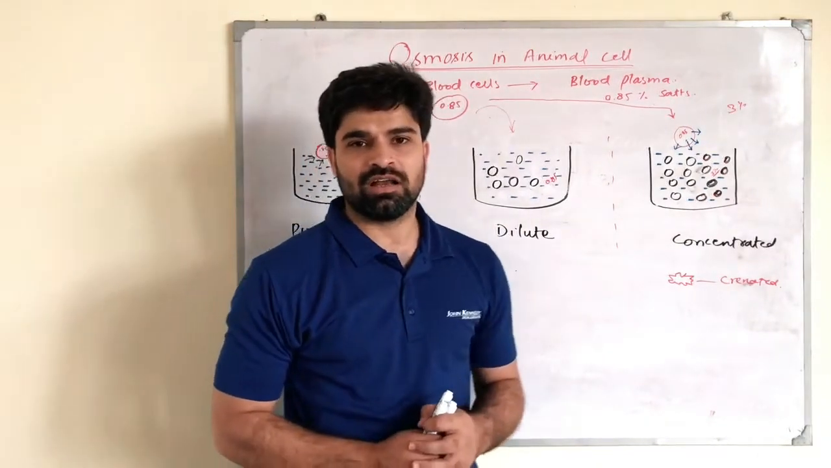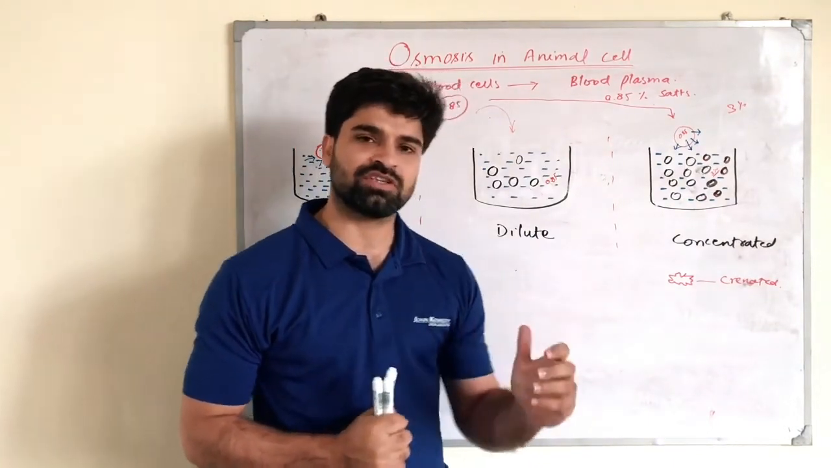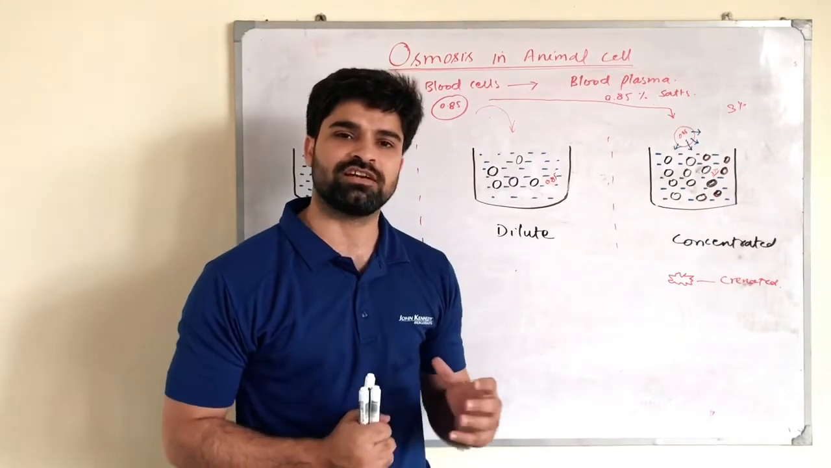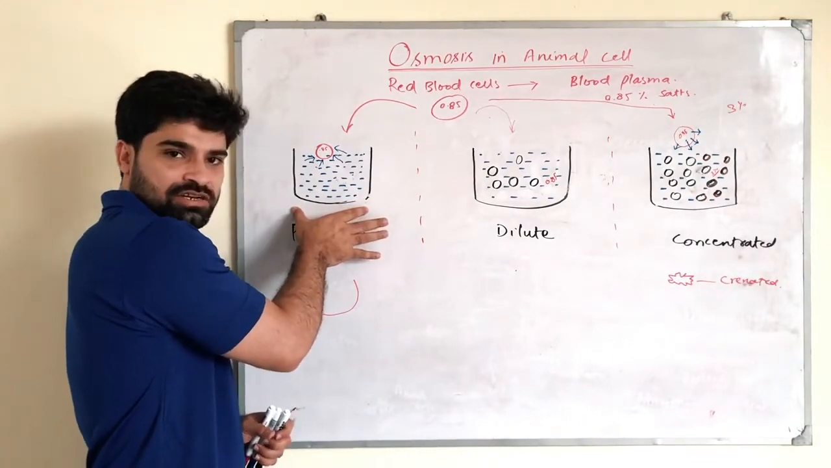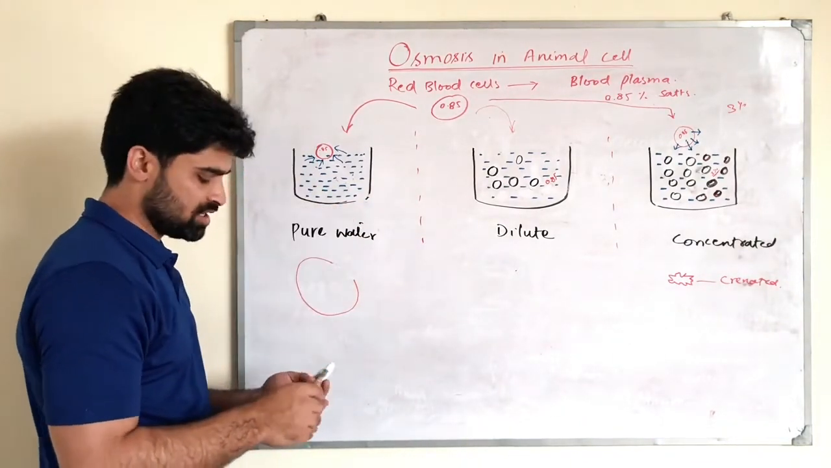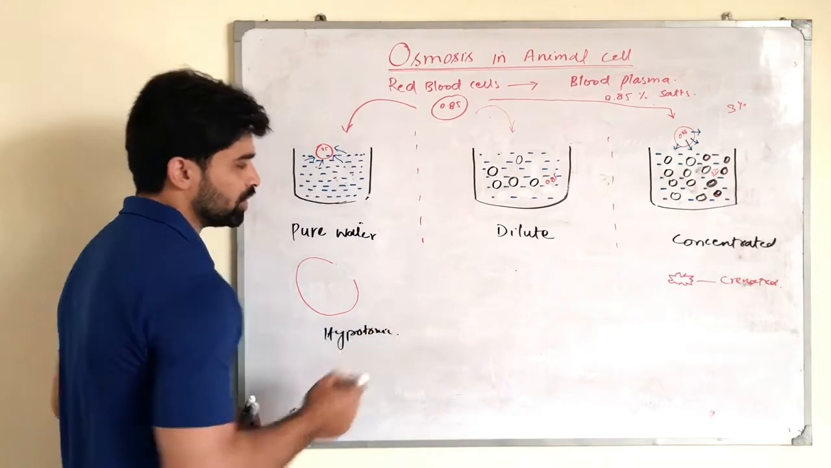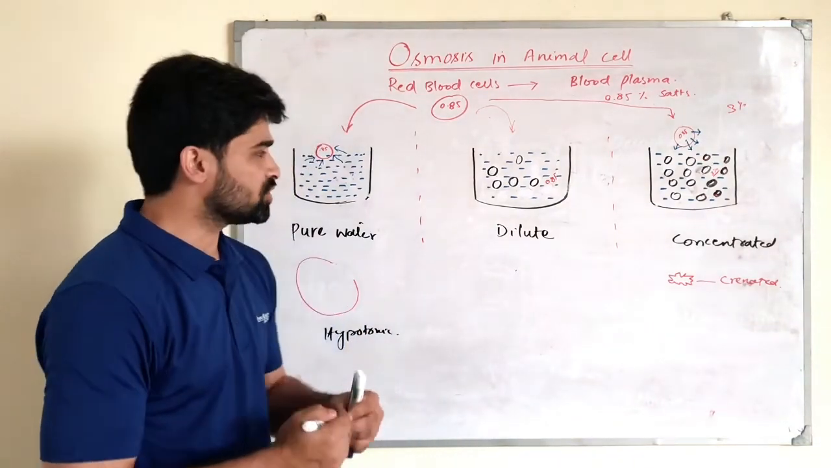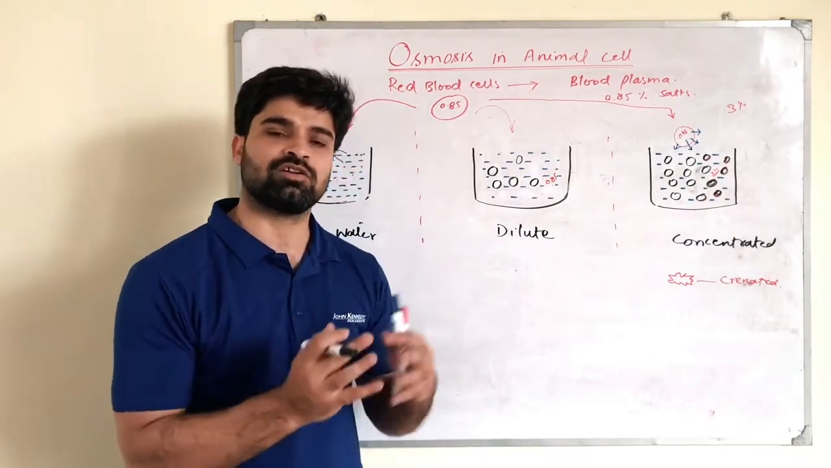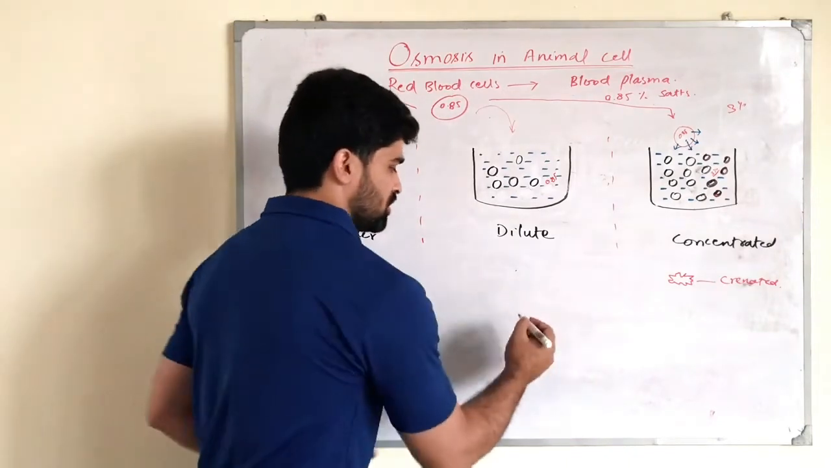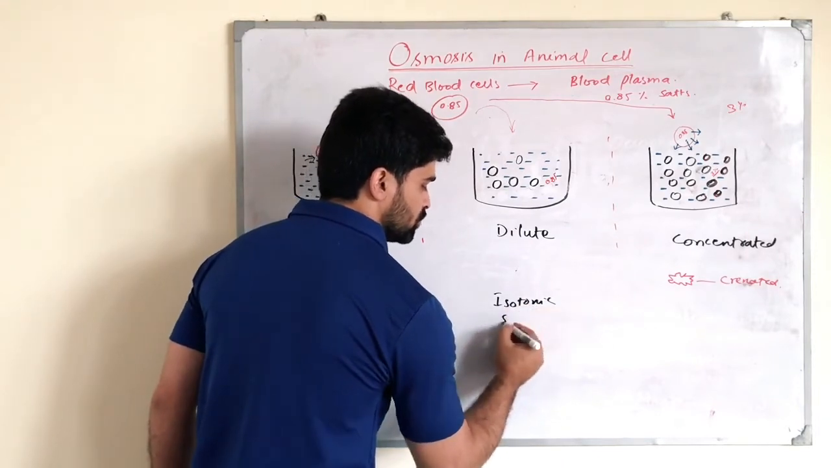Dear students, this was all about osmosis in the animal cell. Before the conclusion of this topic, I want you to understand that the solution which has more water potential is called a hypotonic solution. Hypotonic. And the solutions which have the same water potential as that of the cell are called isotonic solutions.